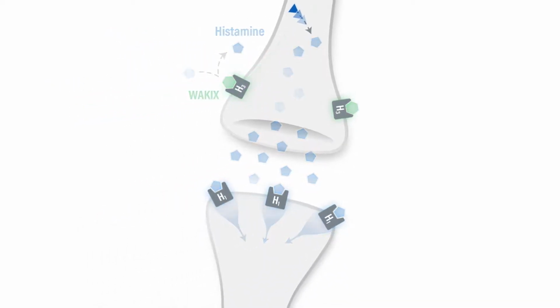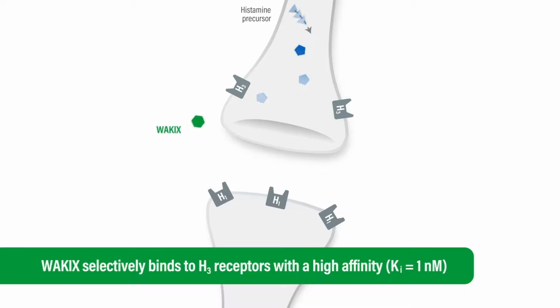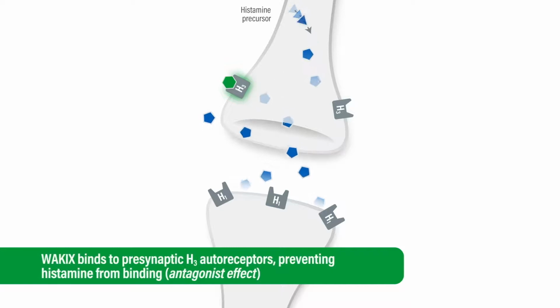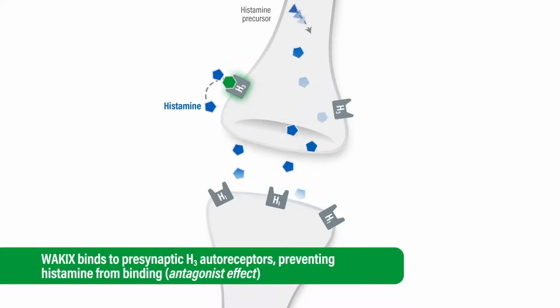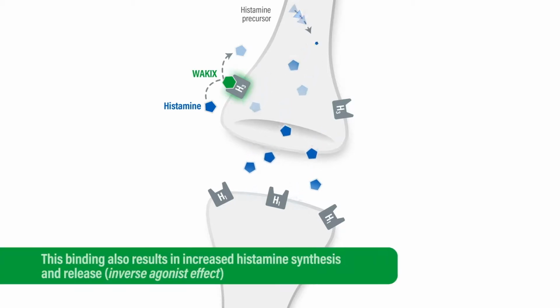Let's learn more about how Wakix is thought to increase histamine levels in the brain. Wakix selectively binds to presynaptic H3 autoreceptors with a high affinity, with no appreciable binding at other histamine receptors. Wakix binding to H3 autoreceptors prevents histamine from binding to these same receptors, which keeps histamine from inhibiting its own synthesis and release. This action is known as an antagonist effect.